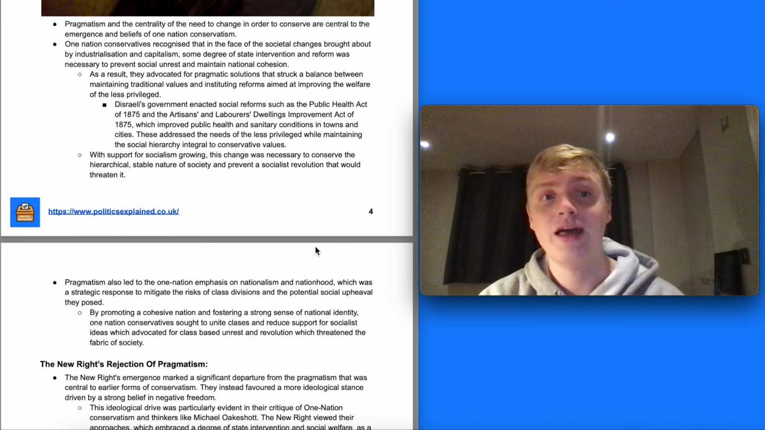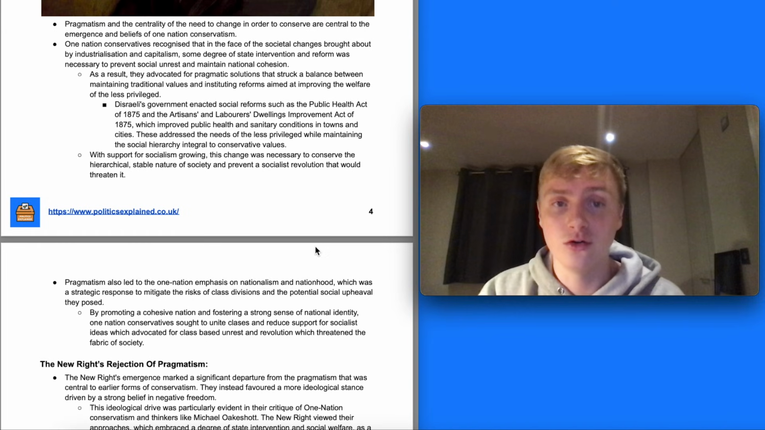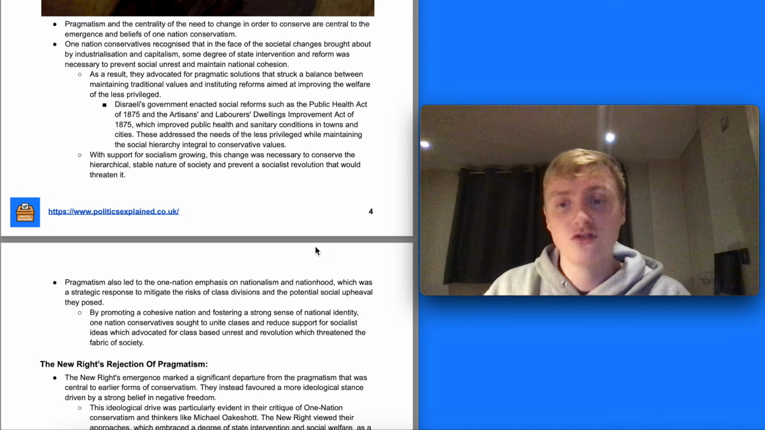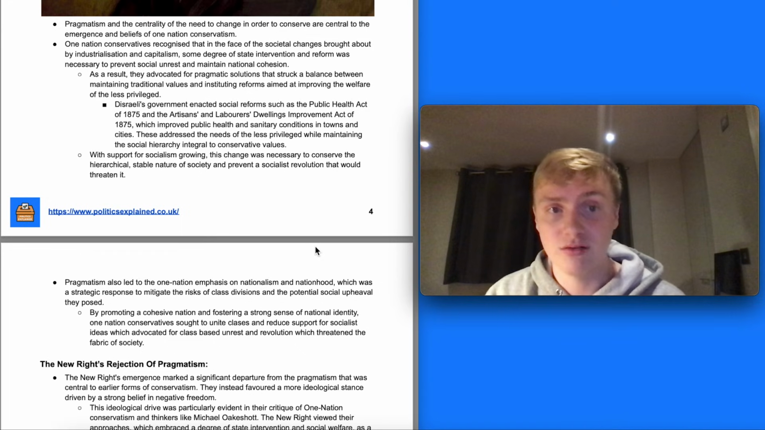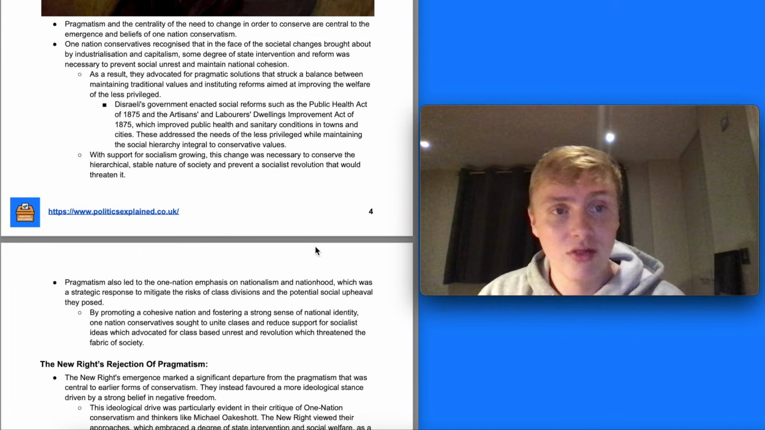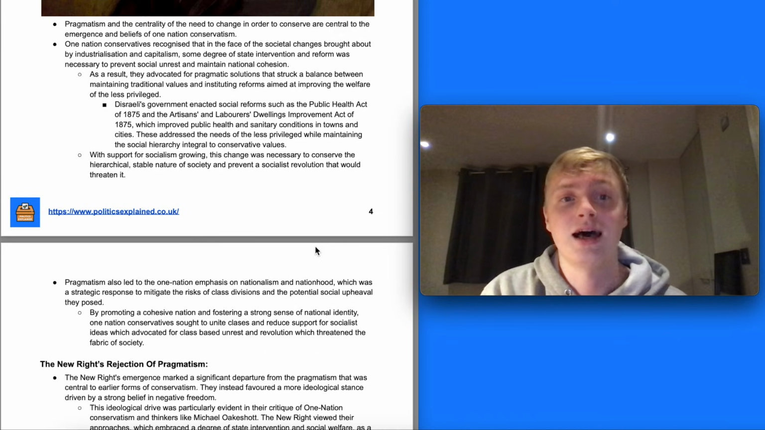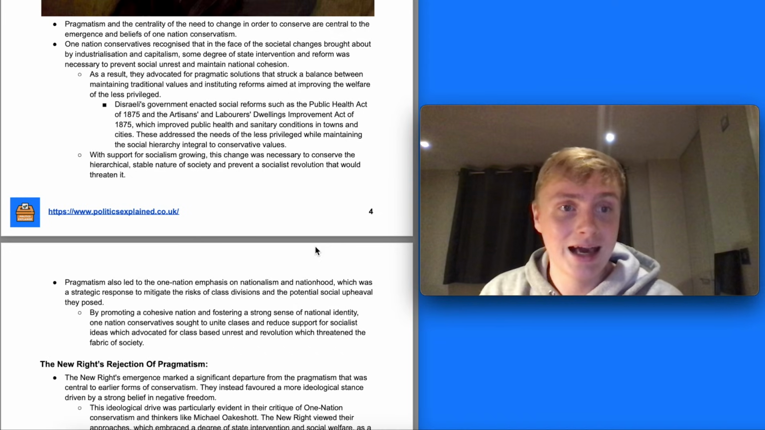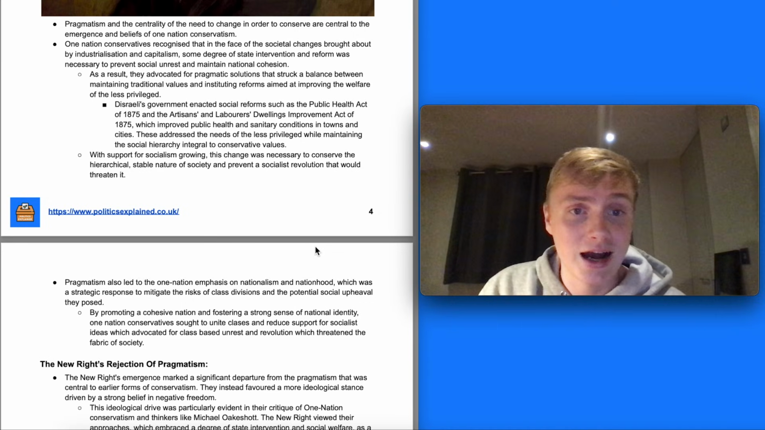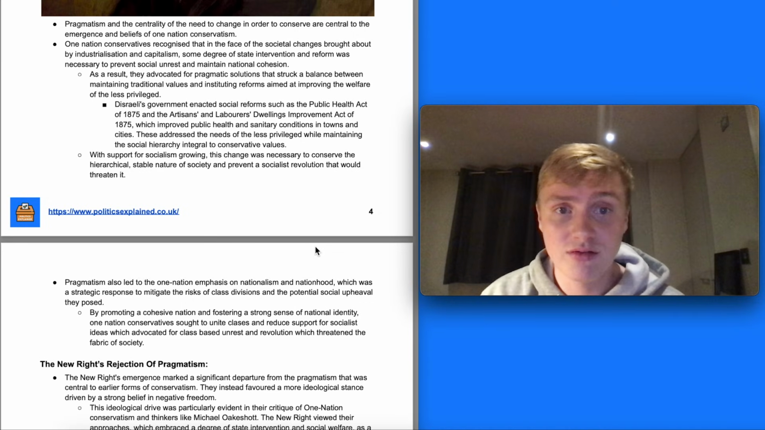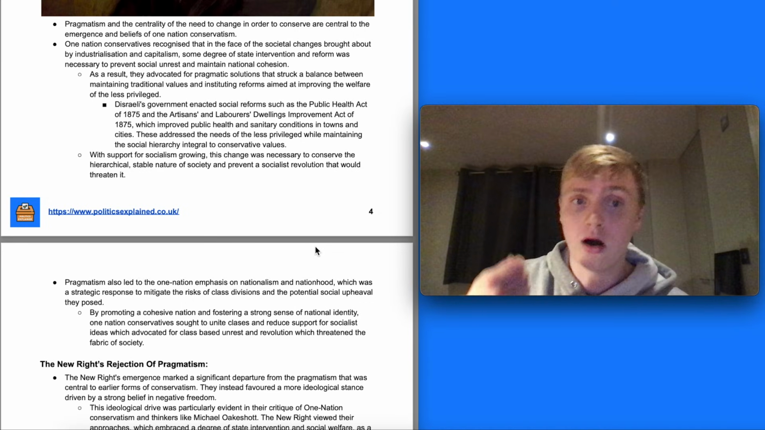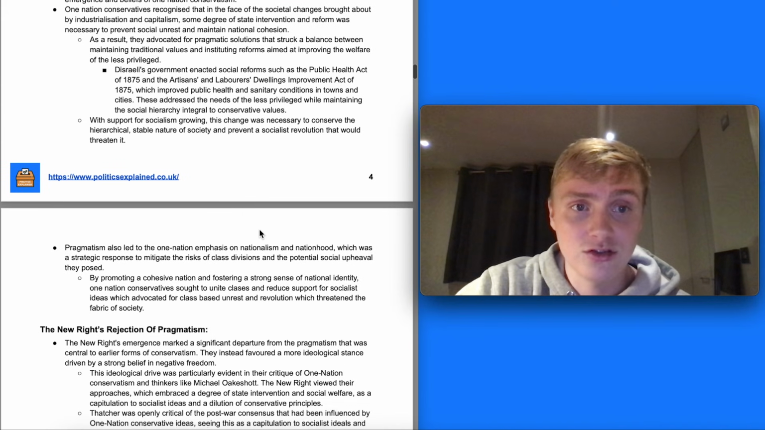And as a result, they advocated for pragmatic solutions that struck a balance between maintaining traditional values and bringing in reforms that improve the welfare of the less privileged. You saw that in some of these reforms that were introduced, the Public Health Act 1875, the Artisans and Labourers Dwellings Act, and also the Factory Act, which addressed the needs of the less privileged whilst maintaining the social hierarchy integral to conservative values.